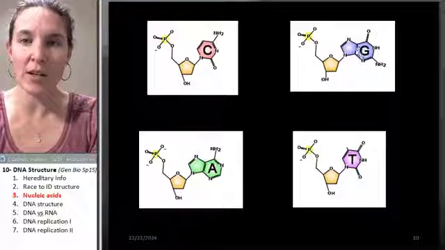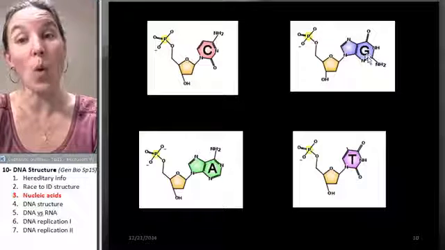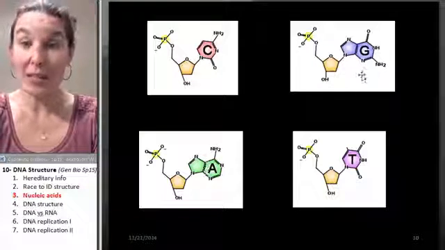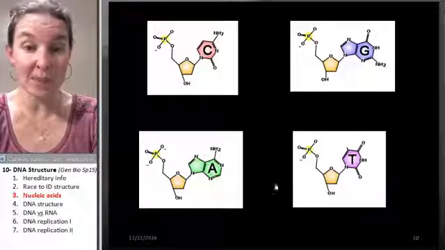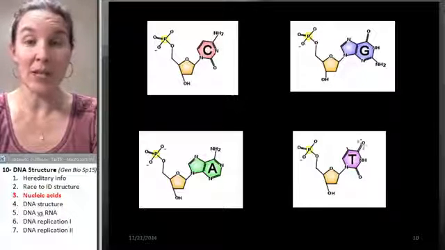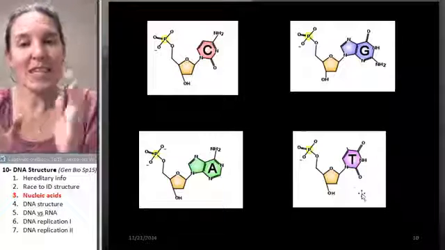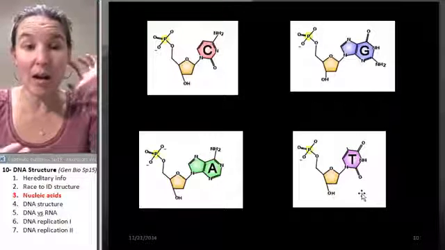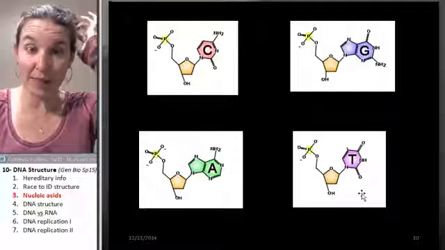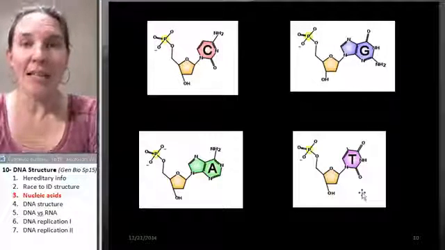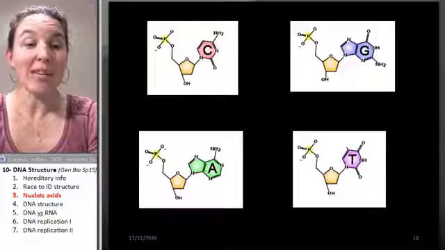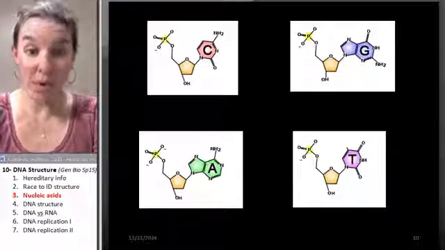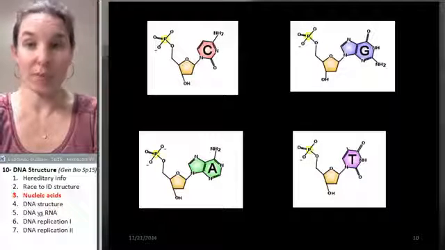Same thing over here, nitrogen base. You can see that the guanine has a different structure than the cytosine. The guanine is similar in structure to the adenine. Thymine and cytosine are similar in structure, but these are the basic building blocks that make up any one of our nucleic acids. Let's look now at specifically what the DNA structure is, how a DNA molecule is built from these building blocks.